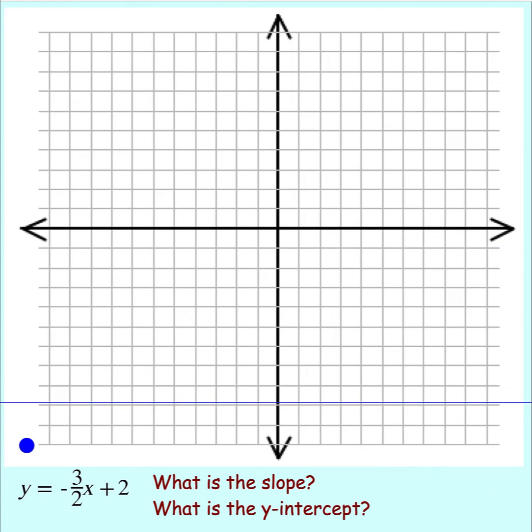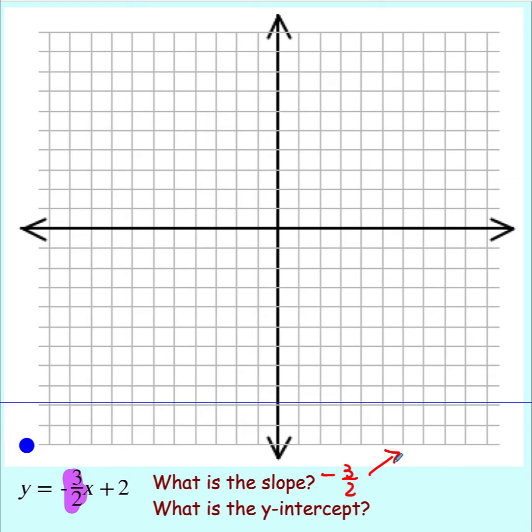Okay, so let's go ahead and practice. Down here we have an equation, and it says y equals negative 3 over 2 x plus 2. Knowing that in slope-intercept form, the coefficient of x is going to be our slope, that tells me that my slope for this line is negative 3 over 2.